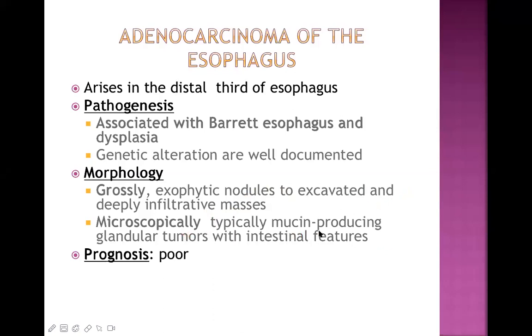Microscopically, they are mucin producing glandular tumors. So see there, that's why they are called adenocarcinoma. They are glandular tumors and they produce mucus or mucin with intestinal features. Intestinal means they have got tall columnar cells. That's why this point is written. You can also write they look like stomach looking cells. Now prognosis is really poor here. And the prognosis is just like the squamous cell carcinoma of esophagus.